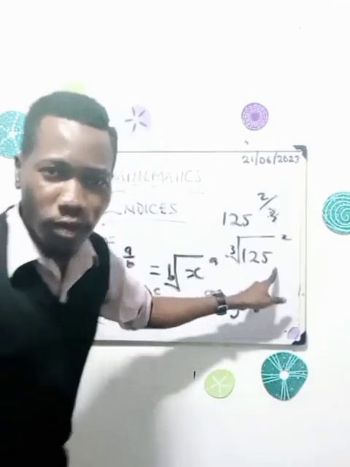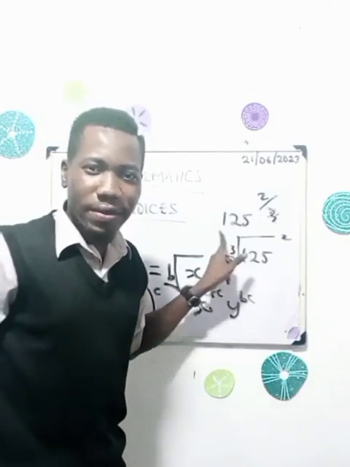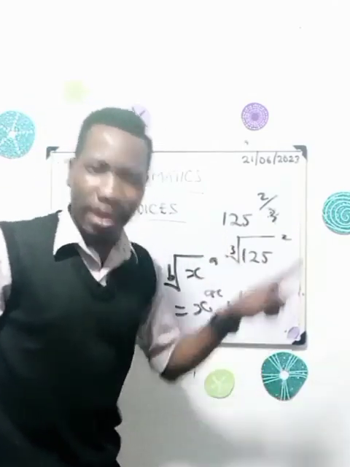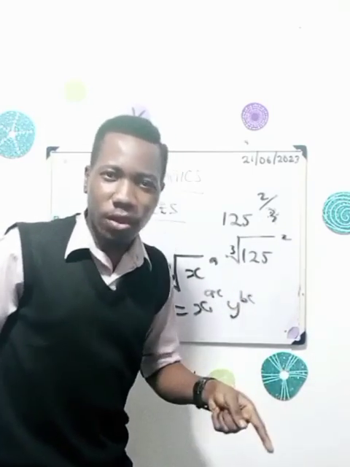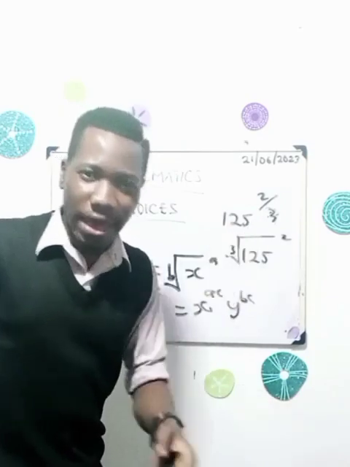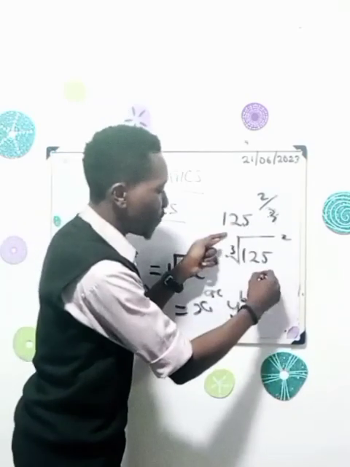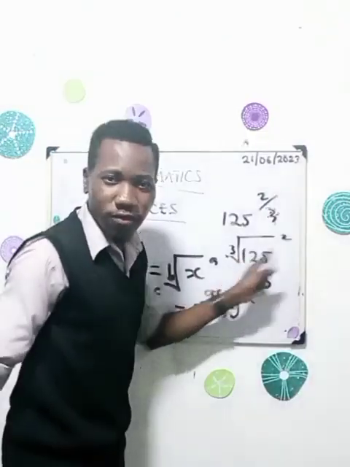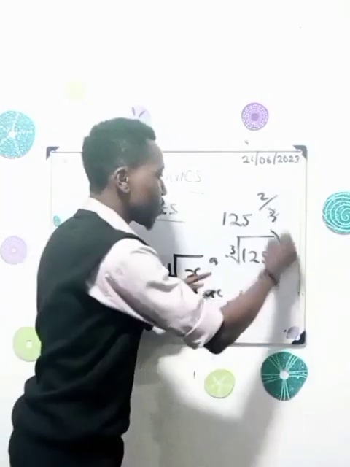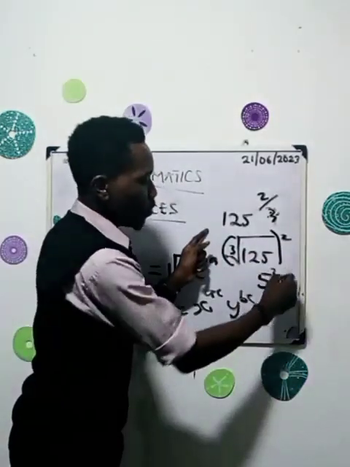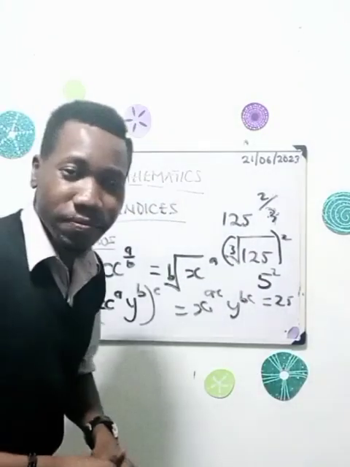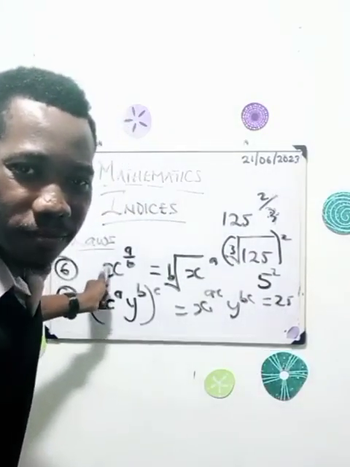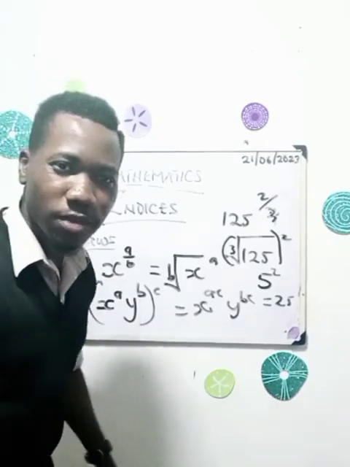So what is the cube root of 125? What number times itself thrice will give us 125? That's 5. 5 times 5, 25. 25 times 5, 125. So we're going to have 5. Now raised to the power 2. 5 raised to the power 2 is what? 25, which means 5 times 5. That's the answer. So that's rule number 6.